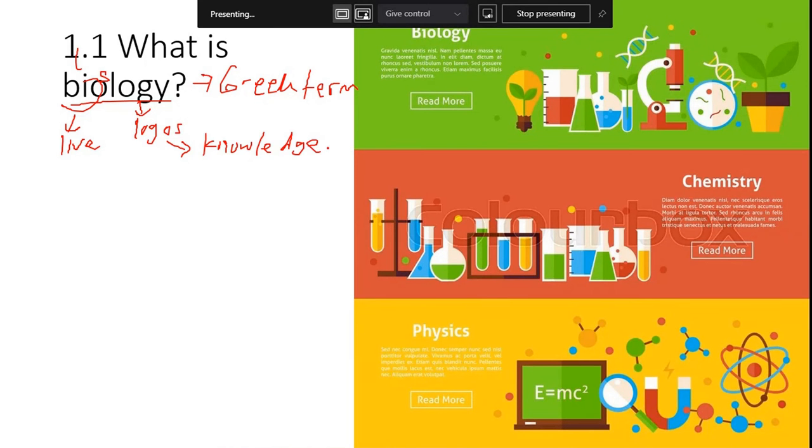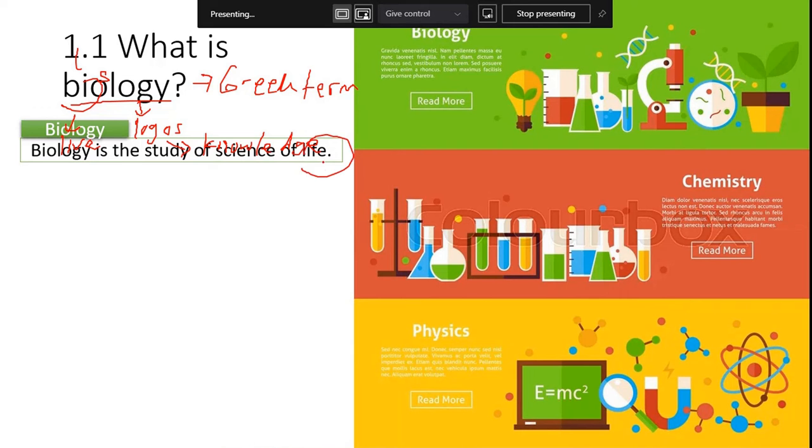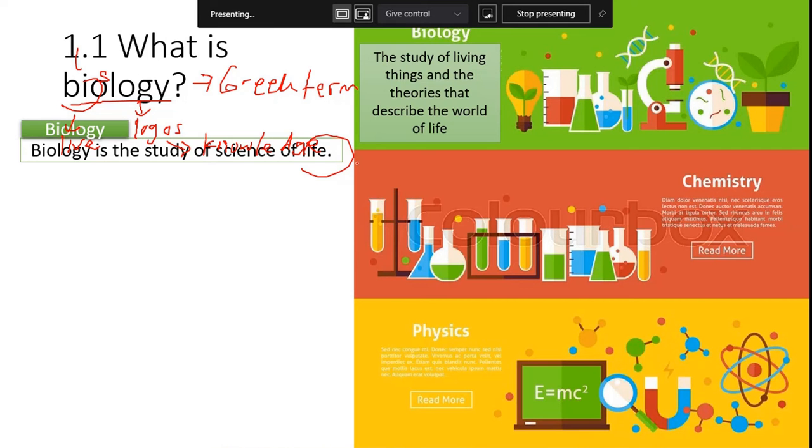So biology, we can make a conclusion. Biology is the study of the science of life, because biology learns about life or living things. We can also say the study of living things and the theory that describes the world of life is known as biology.